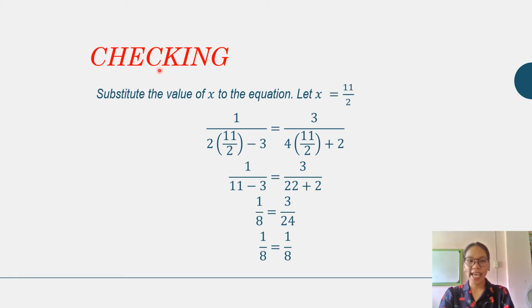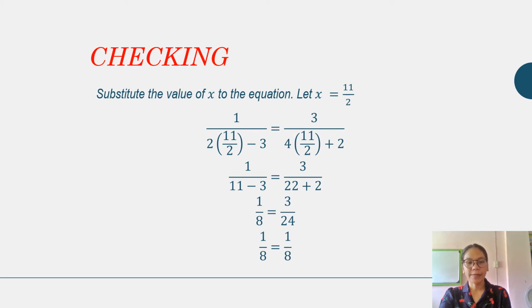Okay, so let us check if our solution x equals 11 over 2 is correct. We're going to substitute the given solution into the whole equation. So we have here 1 over 2 times 11 over 2, since that is 2x, minus 3 equals 3 over 4 times 11 over 2 plus 2.